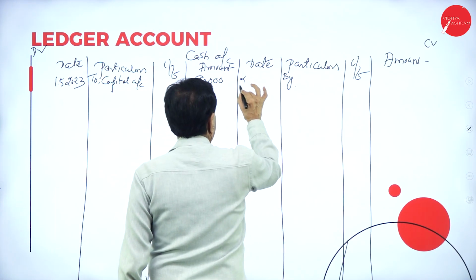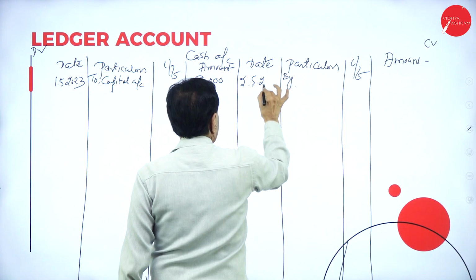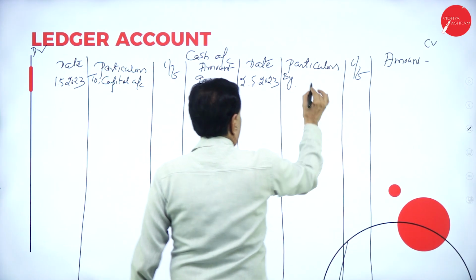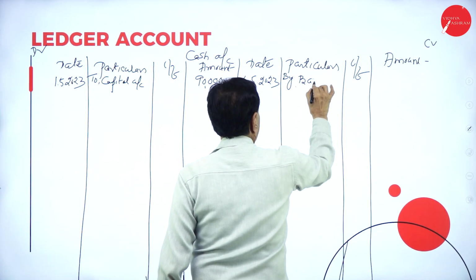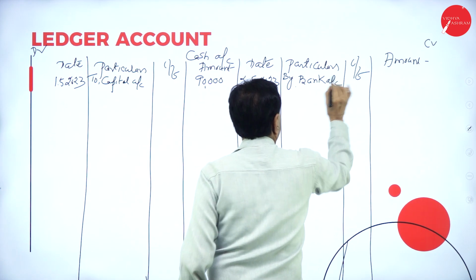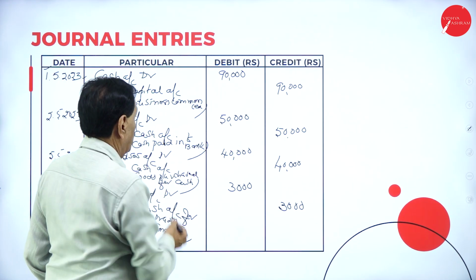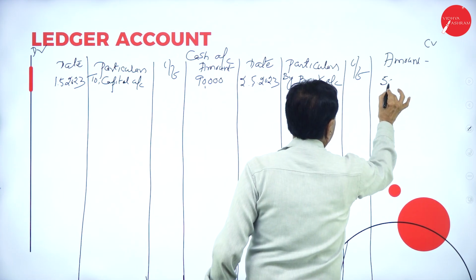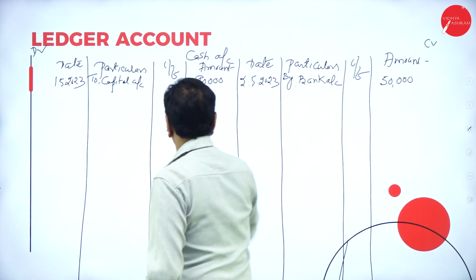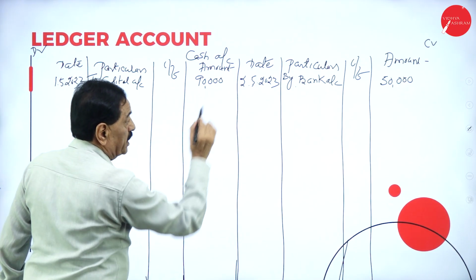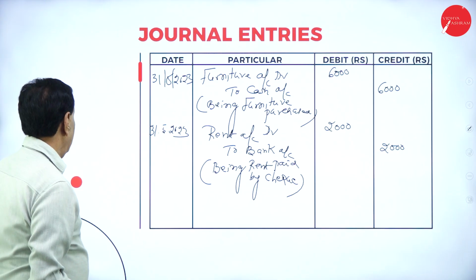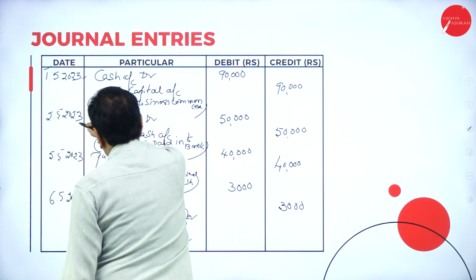25, by bank account. You are putting the money into the bank account. How much money is going out? 50,000. So we have got 90,000. Out of that, how much is put into the bank? 50,000. Next. So this is over.